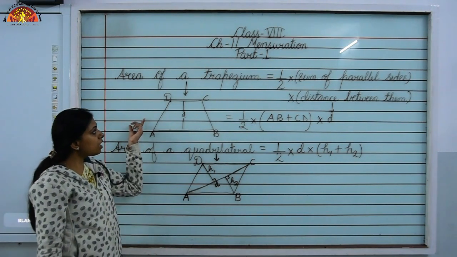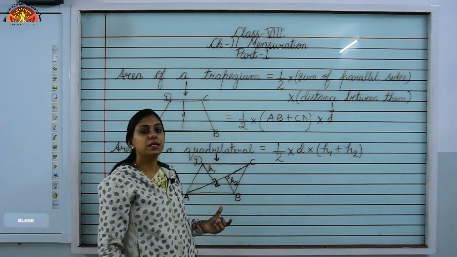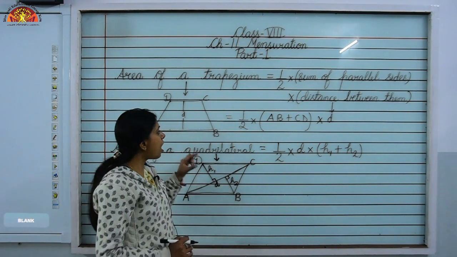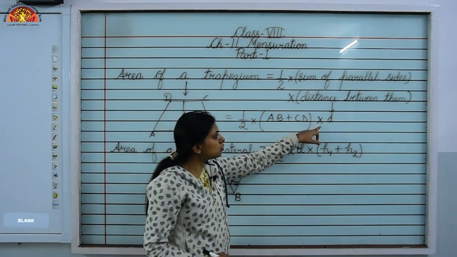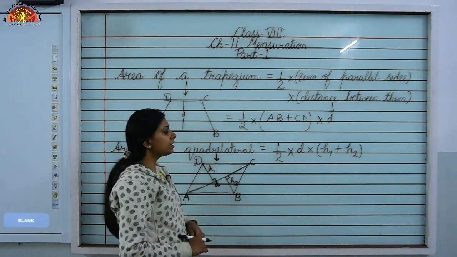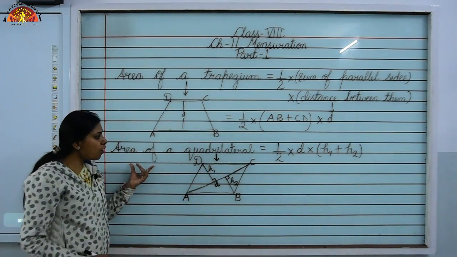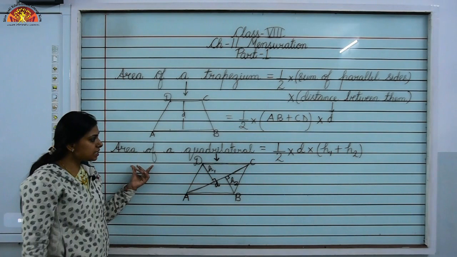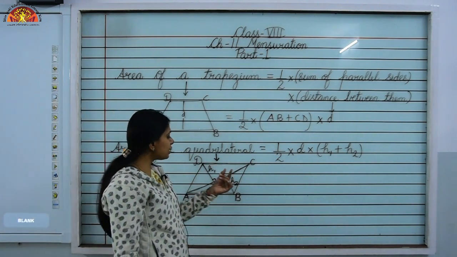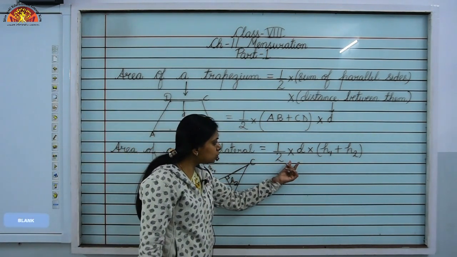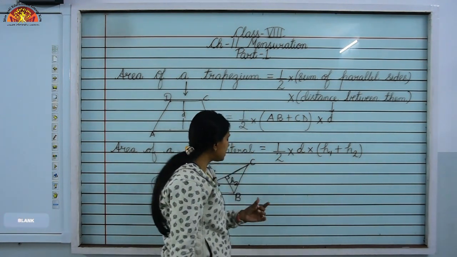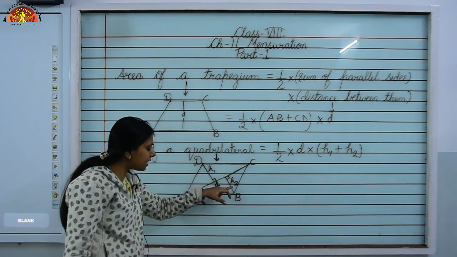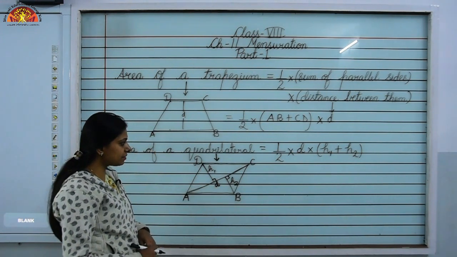So children, formula for the area of a trapezium is equal to half into sum of the parallel sides into distance between them. Now next is the area of a quadrilateral. So what is the area of a quadrilateral? It is equal to half into D, where D is a diagonal, into H1 plus H2, where H1 and H2 are the heights. Is it clear?